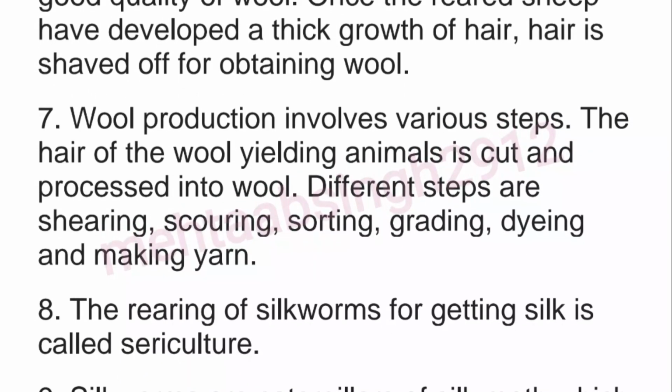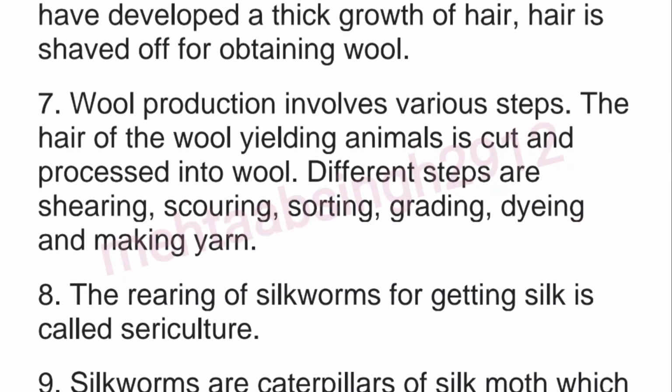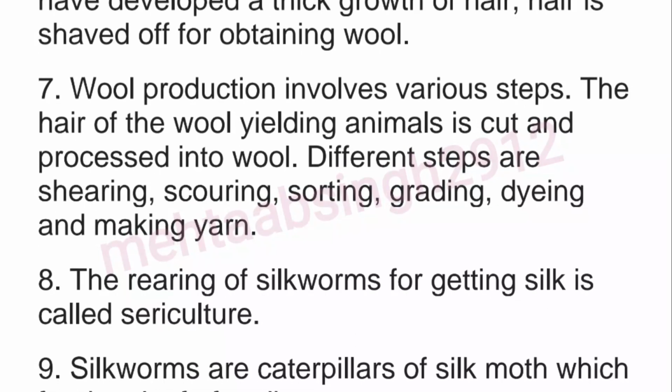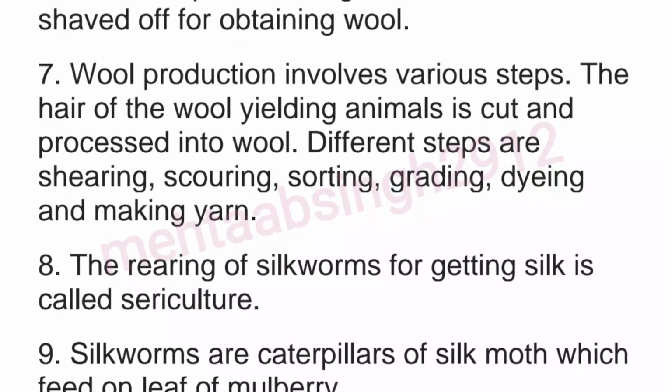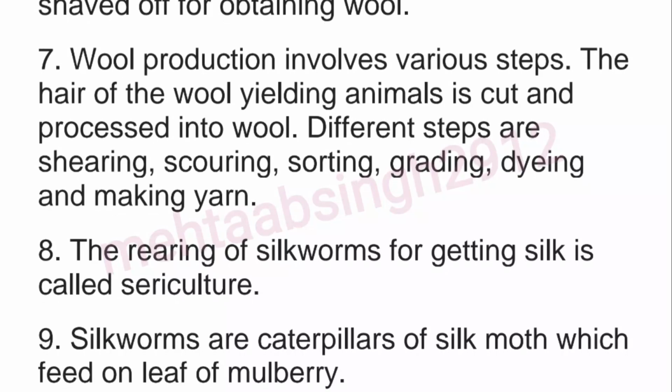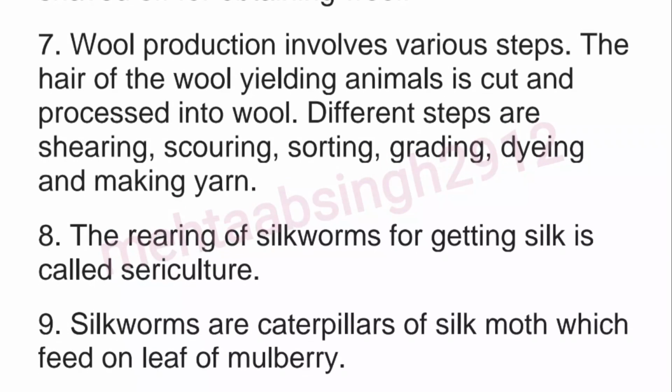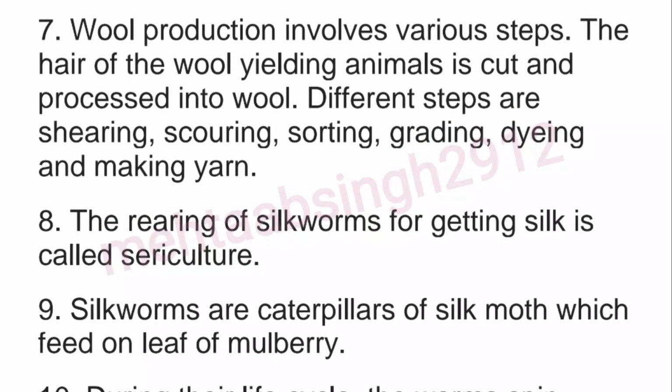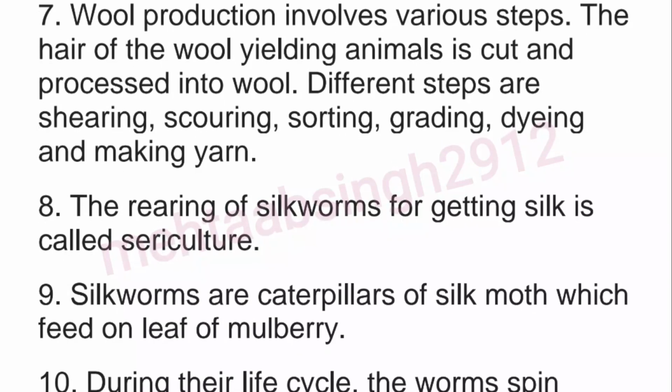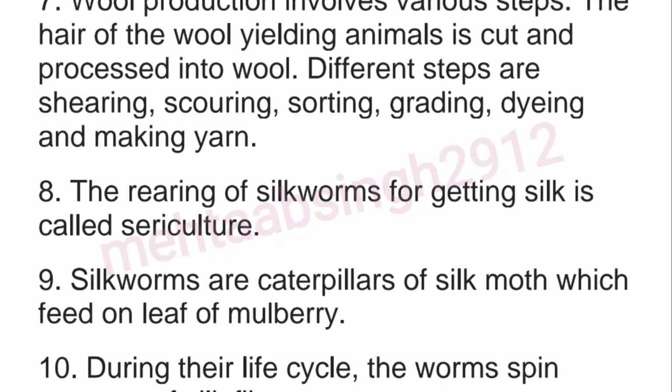Seventh, wool production involves various steps. The hair of the wool yielding animal is cut and processed into wool. Different steps are shearing, scouring, sorting, grading, dyeing, and making yarn.